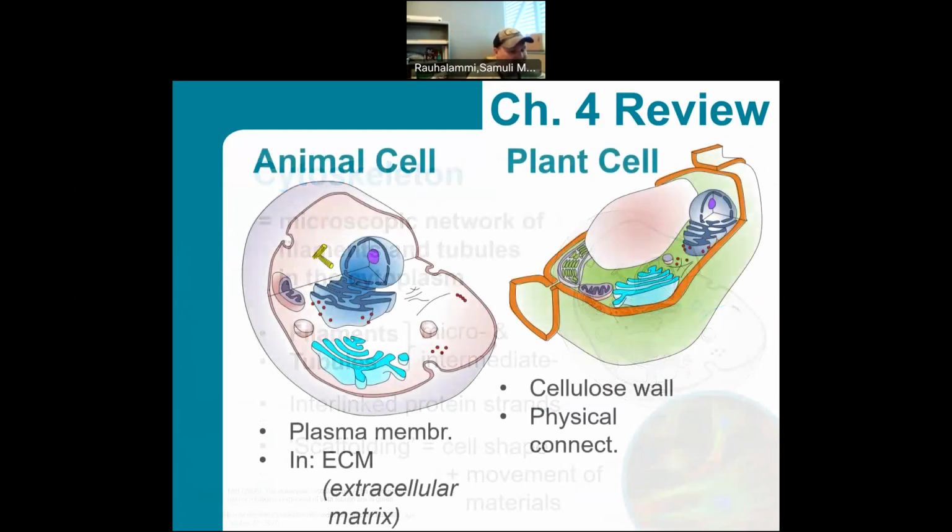Obviously, we do know that there are certain differences between animal and plant cells. The big one is that animal cells have plasma membranes that are not as rigid as the cellulose wall of plant cells. Also, we find in animal tissues an extracellular matrix, which is important, whereas plant cells most often physically connect one to another.